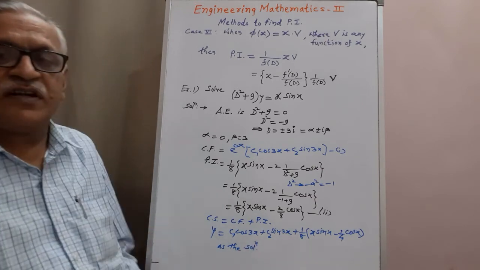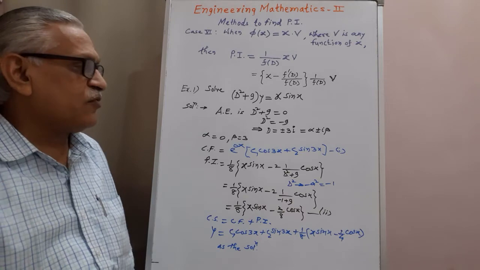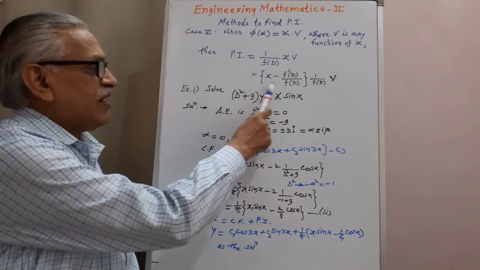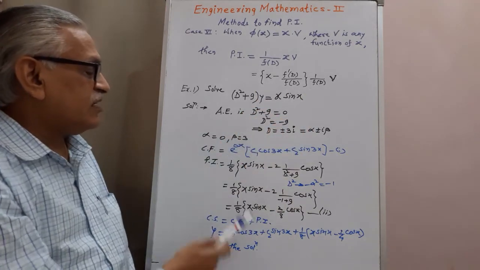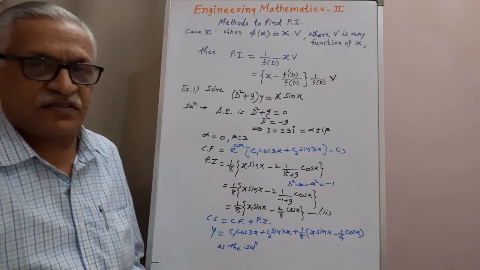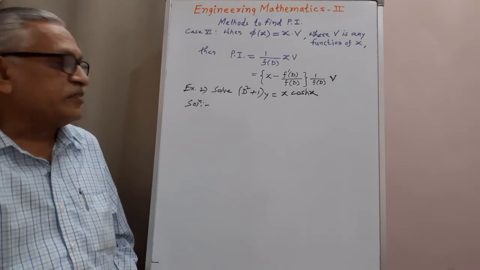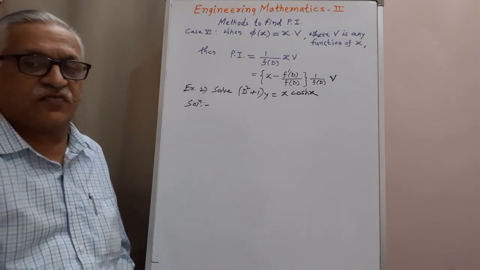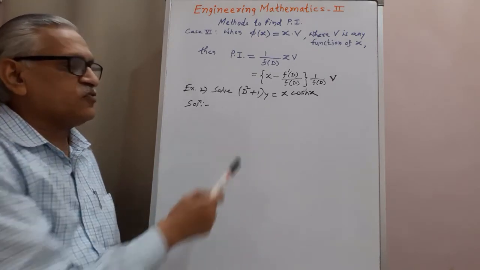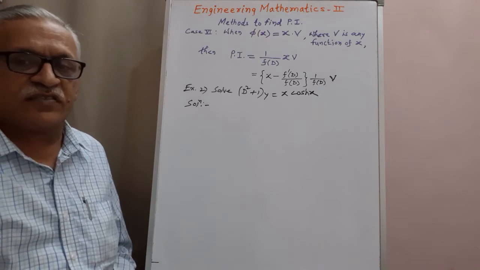of that given differential equation. Therefore, by applying this formula, we are finding the PI part, and then if we combine it with CF, we get the required solution. Second example, solve the differential equation (D square plus 1) y equals x cos hyperbolic x.